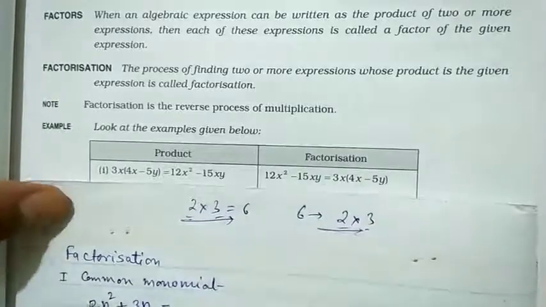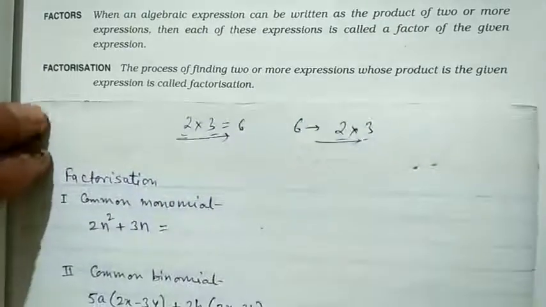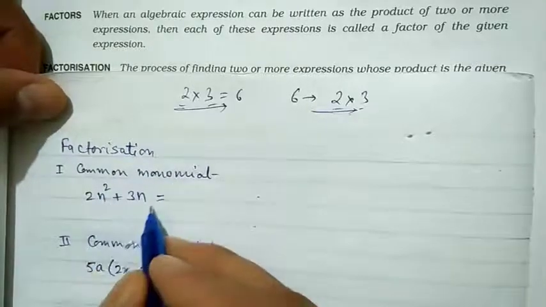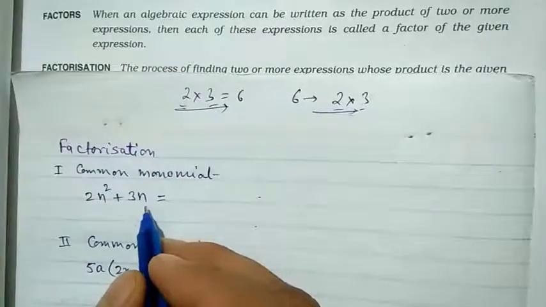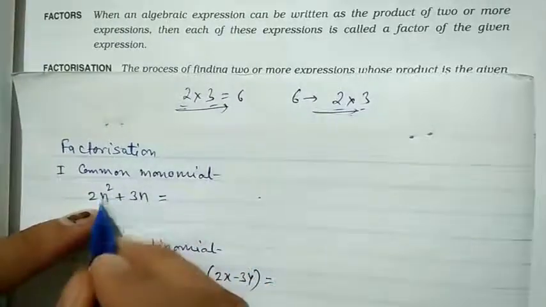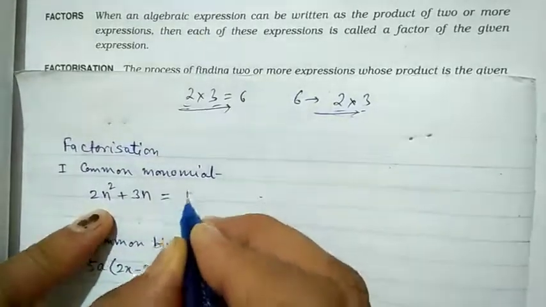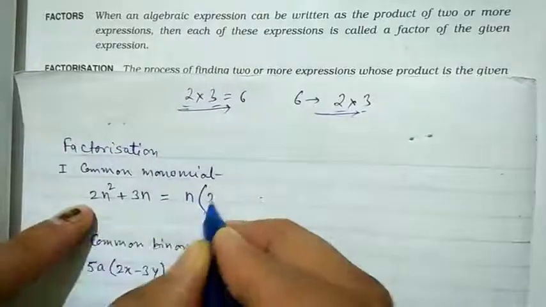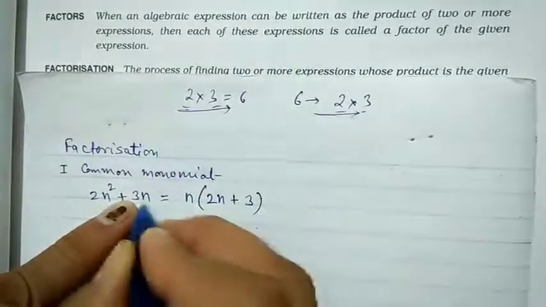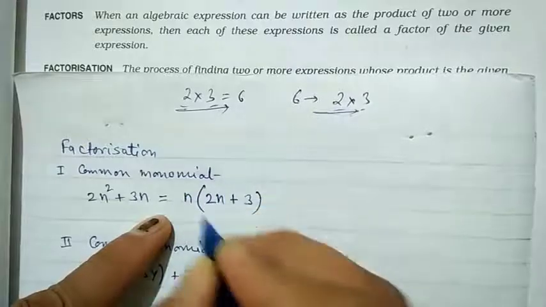Now different examples, different methods to factorize algebraic expressions. First, factorization by taking common monomials. Here 2n square plus 3n, we have to factorize this. So what is common here? In 2 and 3, nothing is common. In n square and n, here there are 2 n's, n into n, and here only 1 n. Means only 1 n is common. So we'll take n common. So what is left? 2n from the first, plus sign, and 3, because n is already taken common. So this is factorization, the multiplication of n and (2n plus 3).